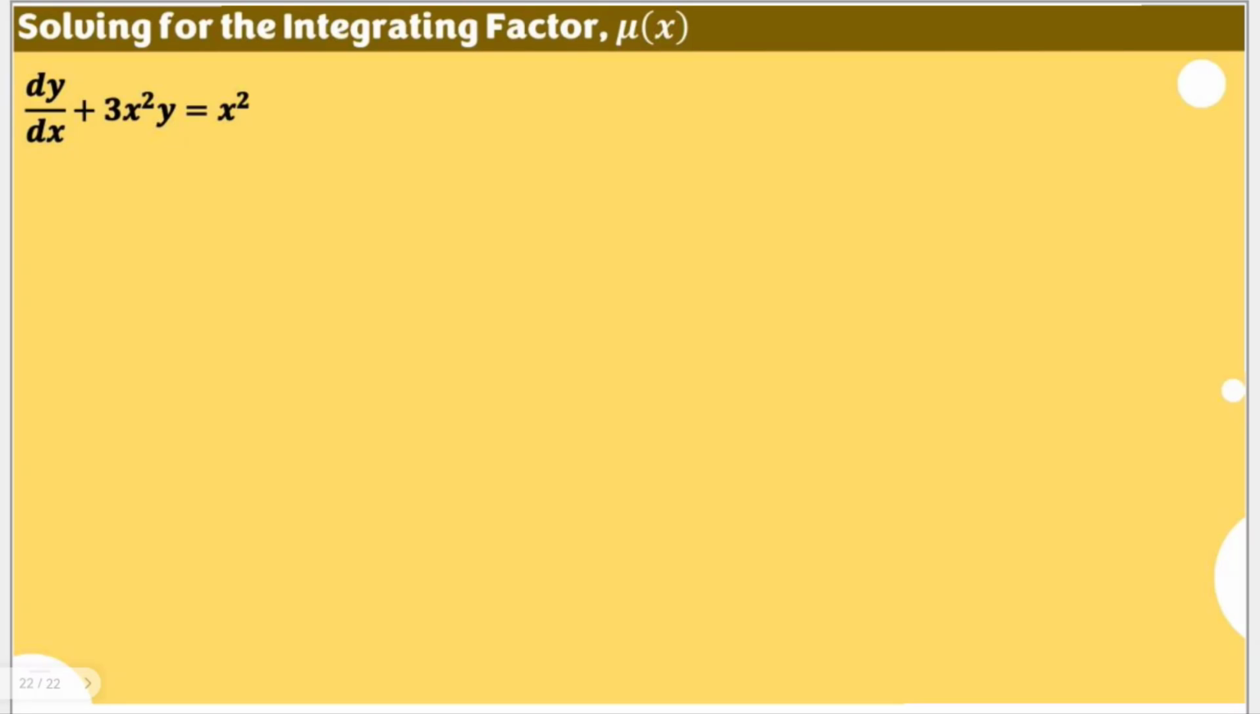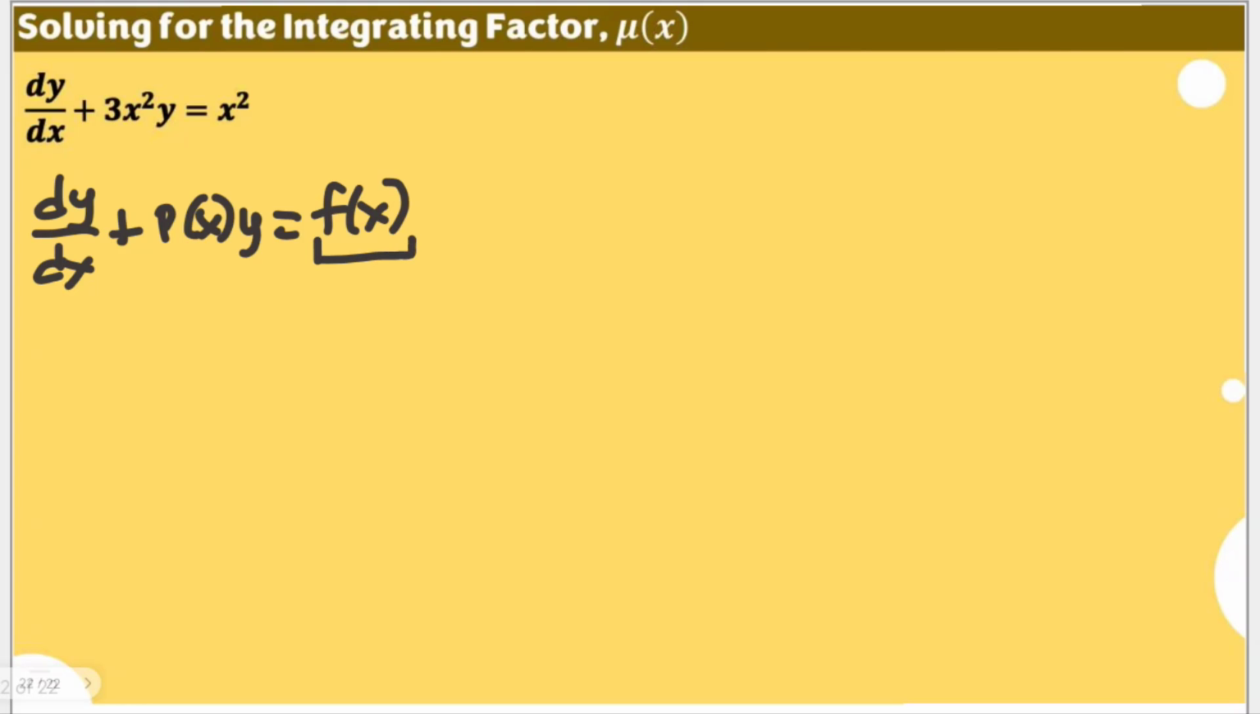We are given a linear equation, the first derivative of y with respect to x, or dy over dx, plus 3x squared y is equal to x squared. Let us try to determine first if this is really in its standard form. The standard form of a linear equation is expressed in this form: dy over dx plus p of x y equal to f of x. This means that whatever would be on our right hand side is already a function in terms of only one variable, x.